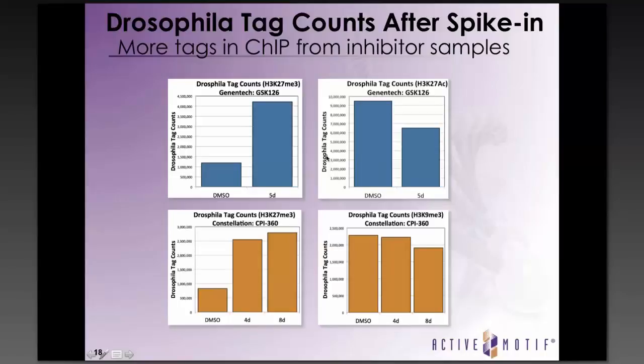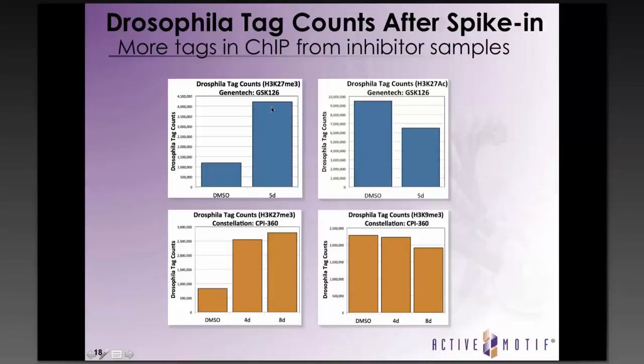So if we look at the Genentech samples, we have tags mapping to Drosophila from the DMSO sample, but significantly more tags mapping in the inhibitor-treated sample. And we saw the same thing in the Constellation experiment, so that we have tags mapping in the DMSO sample, but many more tags mapping to Drosophila, both at 4 days and 8 days of inhibitor treatment.